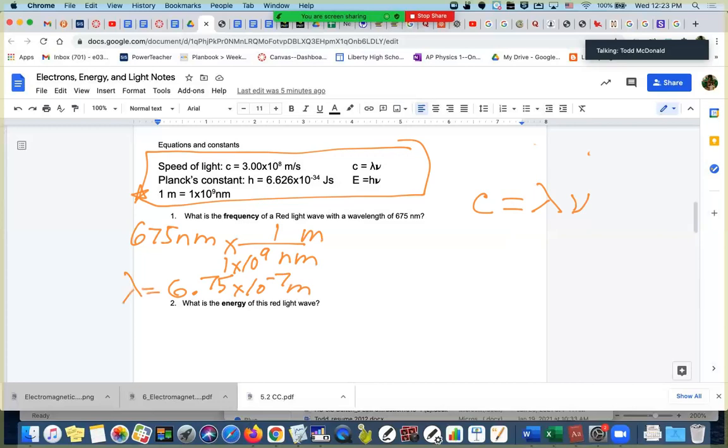Now, to get frequency, I'm going to take my speed of light divided by my wavelength, and that gives me frequency. See, I'm already just drawing a V because it's a lot easier to do that. So I'm going to take 3.00 times 10 to the 8th meters per second divided by this 6.75 times 10 to the negative 7th meters. Okay, and I'm going to punch this into my calculator. So 3 times 10 to the 8th divided by 6.75 times 10.